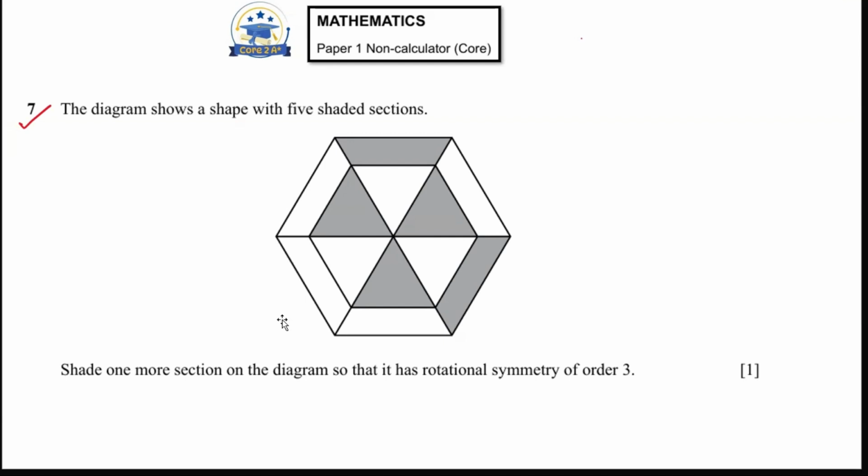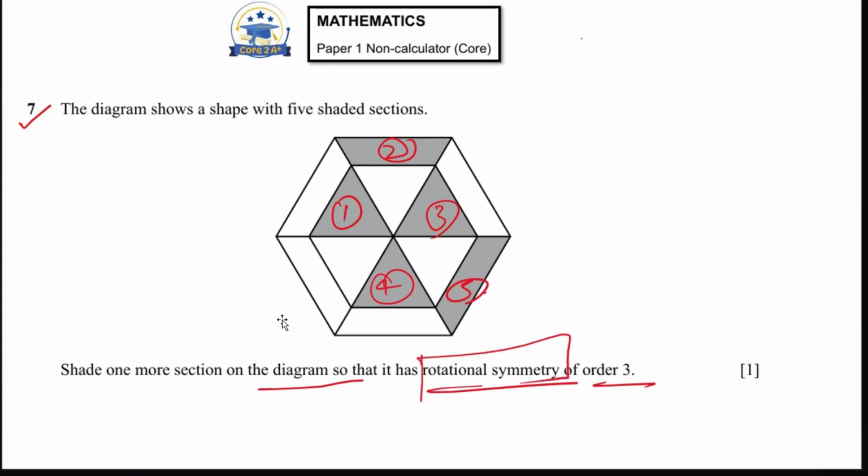Okay, question number 7. The diagram shows a shape with 5 shaded sections: 1, 2, 3, 4, and 5. Shade one more section on the diagram so that it has rotational symmetry of order 3. So first of all you should know what rotational symmetry is. If you don't know, I am giving you a brief introduction.